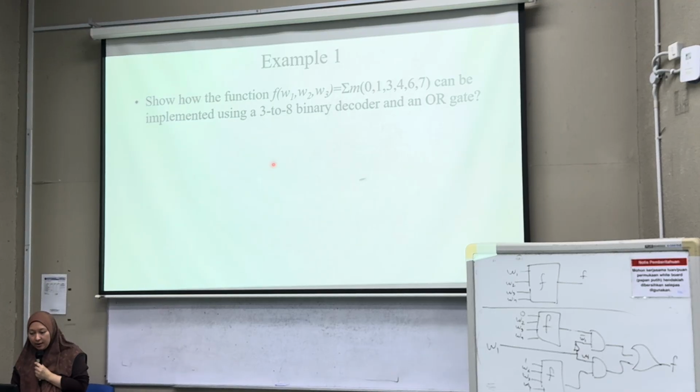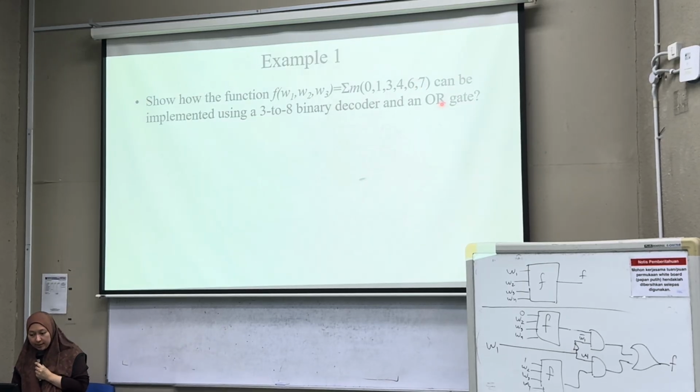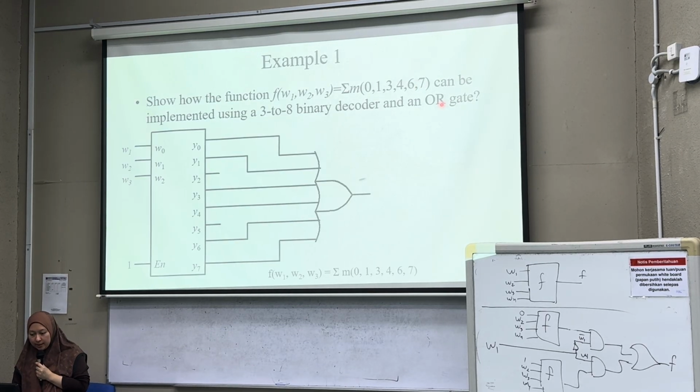Okay. All right, another example. Show how the function with the minterms of 0, 1, 3, 4, 6, 7 can be implemented in a 3 to 8 binary decoder. So this is how we do it. You've done it before, I think, in digital systems, right? So we just get an OR gate to work everything out.